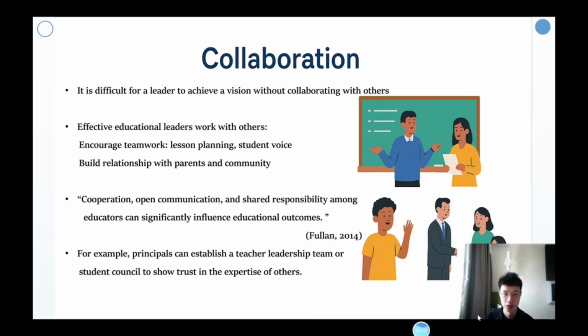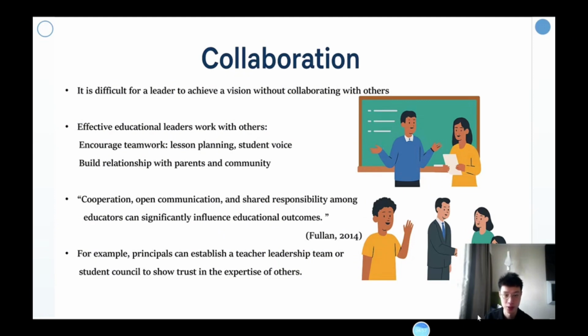and community members. Fullan highlights that cooperation, open communication, and shared responsibility among educators can significantly influence educational outcomes. In other words, when a principal cultivates a collaborative environment where teachers work together, share ideas, and support each other, both teaching quality and student achievement improve. Collaboration also means shared leadership, empowering others in the school. For example, a principal might establish teacher leadership teams or student councils, showing trust in others' expertise.